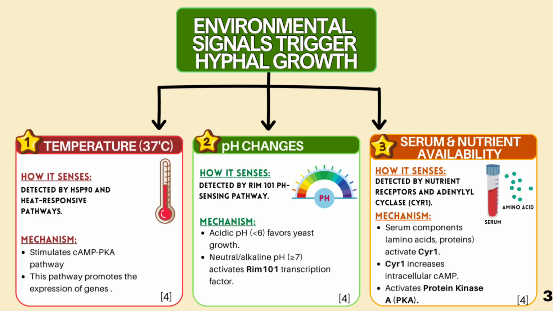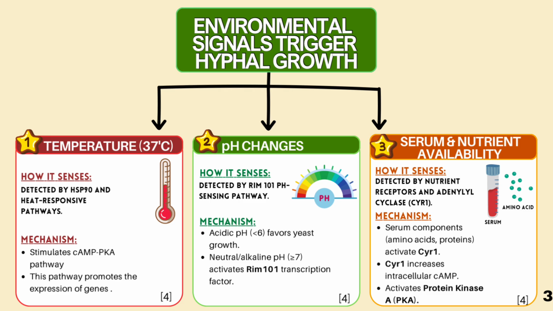When Candida enter the human body with a temperature 37 degrees Celsius, it is detected by HSP90 or heat shock protein 90, together with responsive signaling pathway. As a result, the cAMP-PKA signaling pathway is activated and promote the genes that are responsible for hyphae development, allowing the Candida to switch from the yeast into the hyphae.